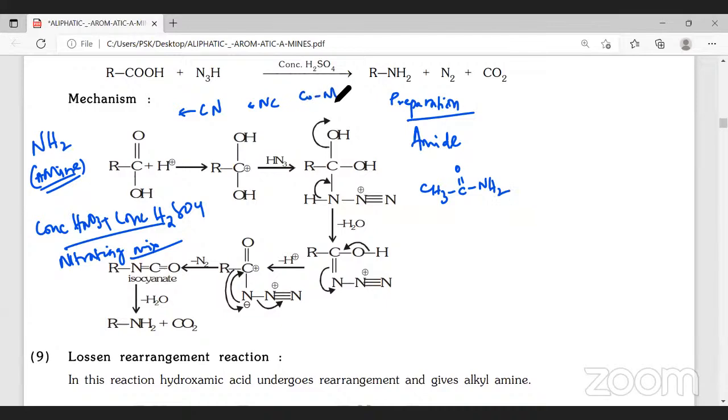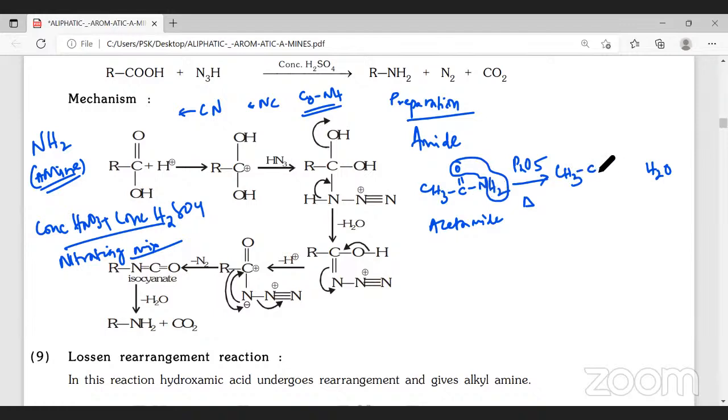The CONH bond is called a peptide bond or amide linkage. Remember, we'll learn it in polymers and biomolecules in detail. So this is called acetamide. When this acetamide is heated with phosphorus pentoxide, see, phosphorus pentoxide is a very good dehydrating agent. So what happens? Oxygen and these two hydrogens get eliminated as water. Then we have CH3, you have C, and a triple bond will be formed between carbon and nitrogen. Cyanides are formed. So the second method is from amides, by dehydration of the amide. Phosphorus pentoxide is an example of a dehydrating agent.